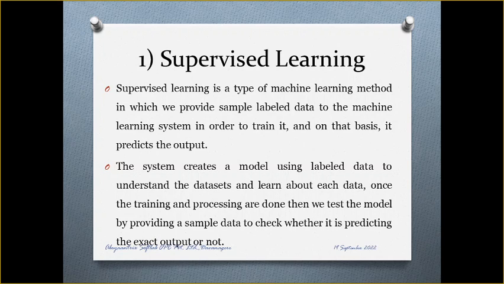So keeping the known results aside, we give the input samples to the machine, and it is going to predict the results for them. Then we compare what the predicted results from the machine are and what the actual output is. So this is to check the accuracy and to validate the model.